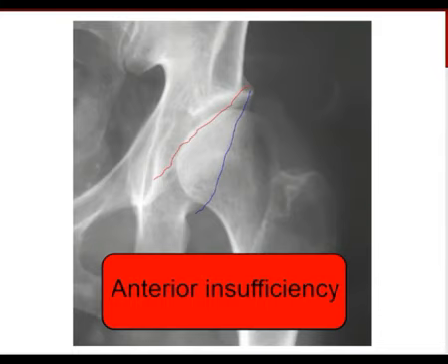So this hip is not only shallow but excessively anteverted. You can see here we've depicted the center edge angle of Wiberg as well. It's important to recognize these features on X-ray.